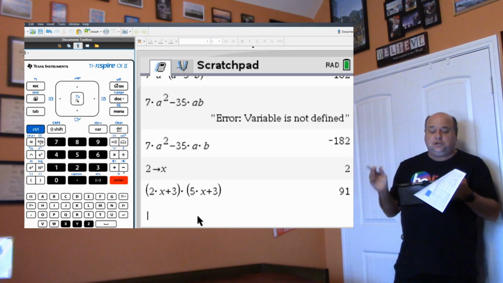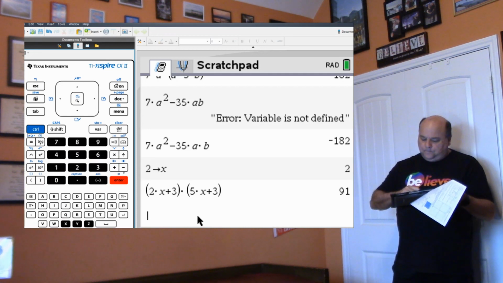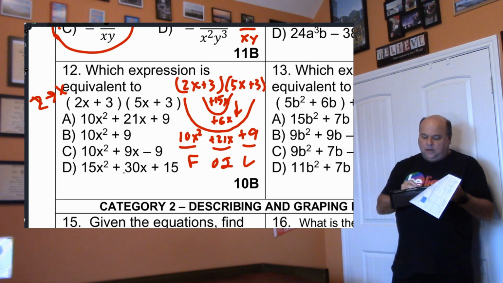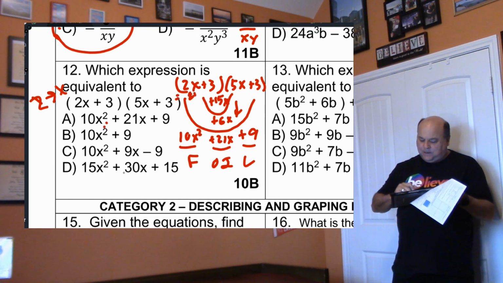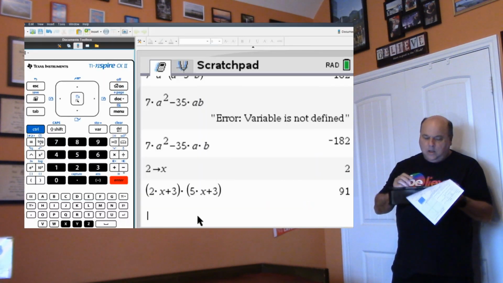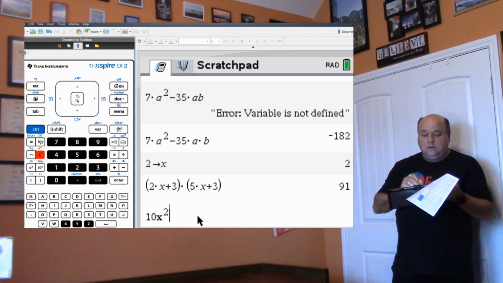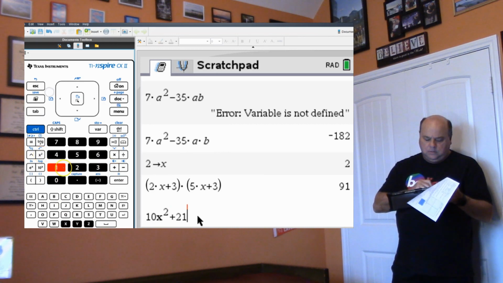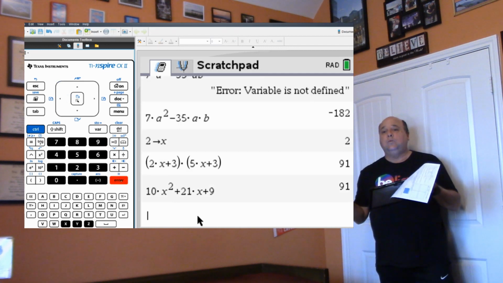Now then, the answer should be A, right? If we look at the problem right here, I got 91. It should match up to this, shouldn't it? So let's type in A. So 10x squared plus 21x plus 9. And then hit enter. Notice it's also 91.